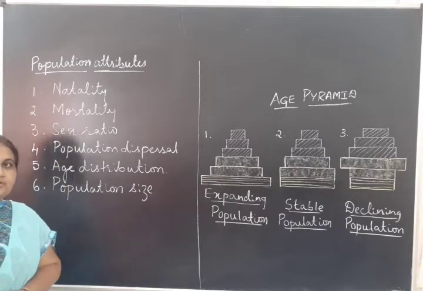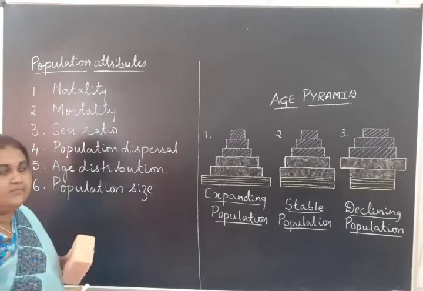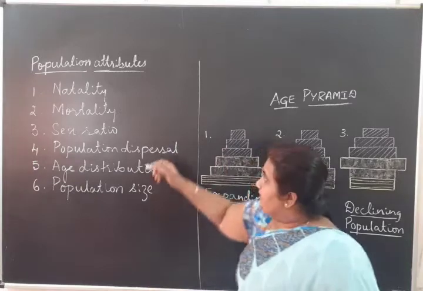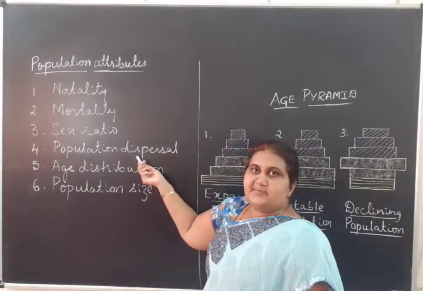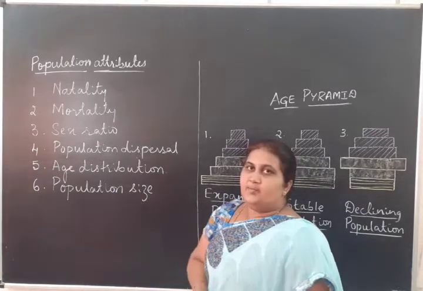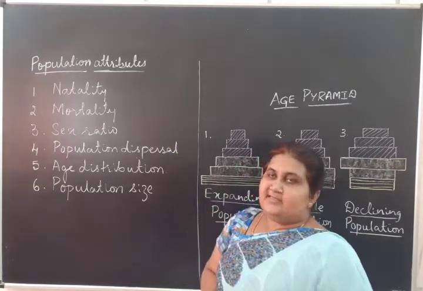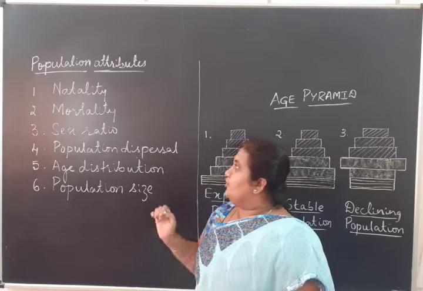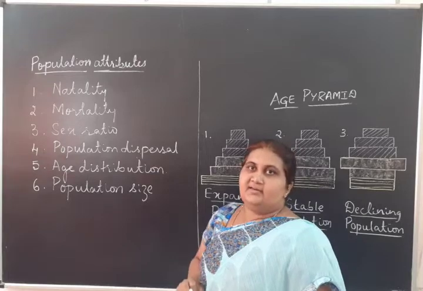The different population attributes: natality, mortality, sex ratio, population dispersal, age distribution, and population size. So these are the different population attributes which now you are going to study in detail one by one.